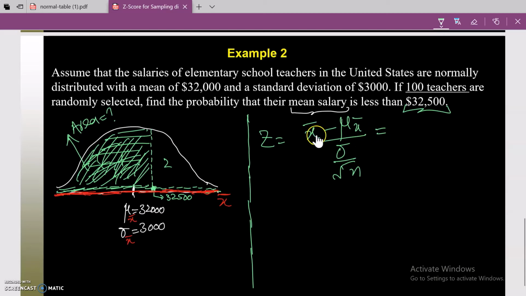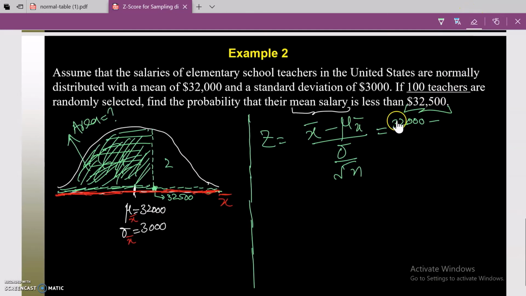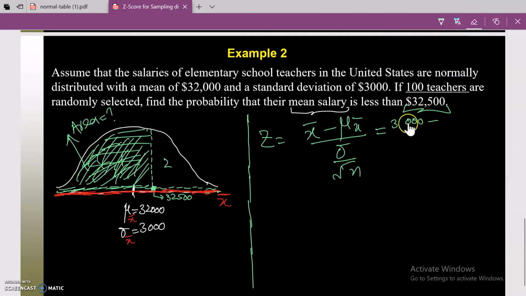The sample mean is 32,000. So this is the value. This needs to be corrected. This value has to be corrected. This is not 32,000, this is 32,500. Sorry for that. 32,500 is the sample mean, minus mu of X bar, which is equal to 32,000.